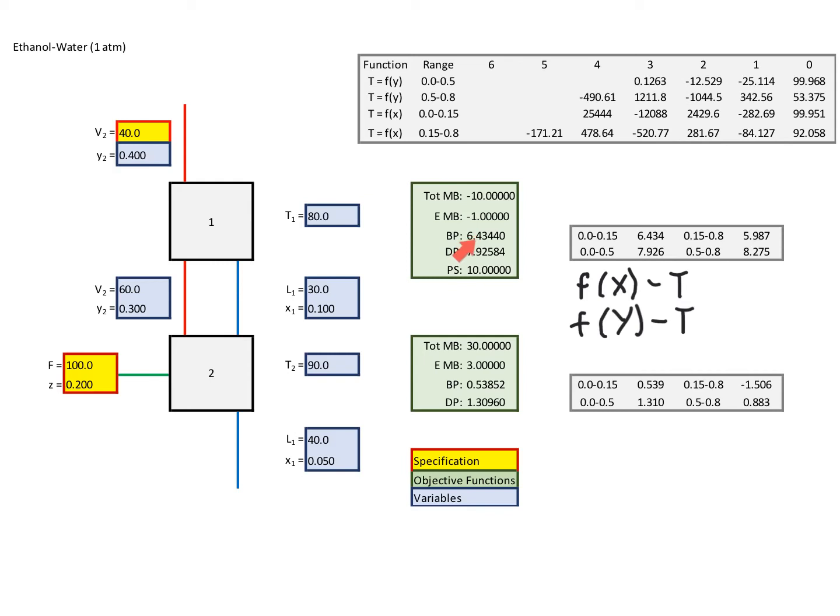Over here, I just have a logical statement that says, for the bubble point, if x is less than or equal to 0.15, then put into this cell this value. If it's not less than or equal to 0.15, then put in this value. And we do this similar type of thing with the dew point. Let me show you how that looks.